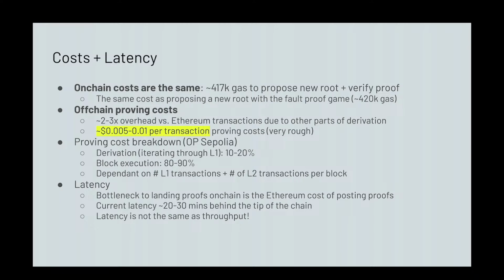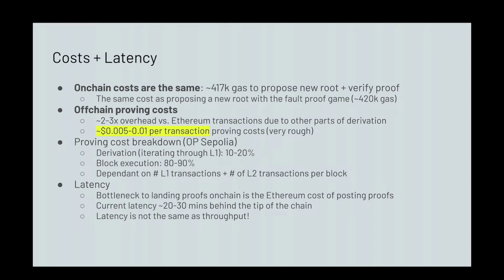And we noticed there's basically a 2 to 3x overhead versus the proving costs of Ethereum transactions because of the other parts of the derivation pipeline, where you have to scan through all the L1 receipts to find all the deposit transactions and withdrawals and stuff like that. In general, we found that the derivation, which involves iterating through the L1, was 10 to 20% of the proving overhead, and then the block execution ends up being between 80 and 90%. But again, all these numbers are really dependent on the load and work of your chain.